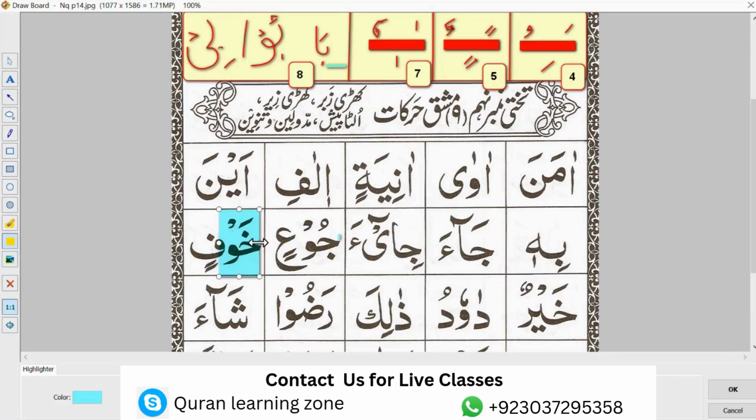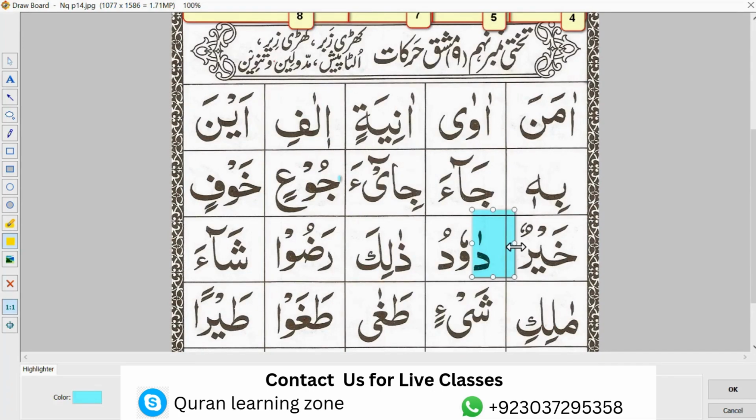This one is a lean letter. You can see the first one is Waw and the letter before it has a Zabar on top. Khawfin. And the next one is Kha Ya Zabar: khay. Ra with tanween Pesh: run. Khairun. And the next one is Dal Khari Zabar: da. Waw Ulta Pesh: wu. Dawu. Make these two letters the same length. Dawu. And the next one is Dal Pesh: du. Dawudu. Okay.